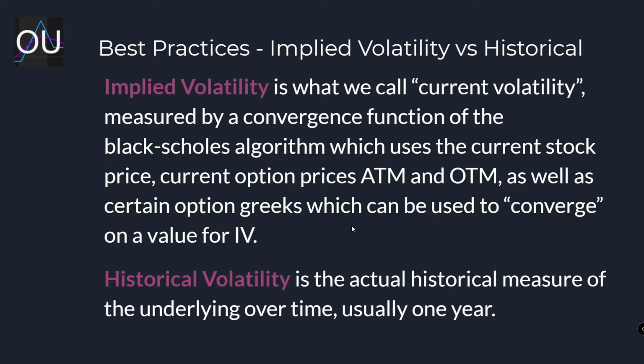Implied volatility is calculated for you by your brokerage, and you can find that in the platform. We use the Thinkorswim platform, or you can find it in Tastyworks or Fidelity. Any of the platforms that you use should be able to express implied volatility. And then historical volatility is the actual or historical measure of the underlying over time, usually about 1 year.